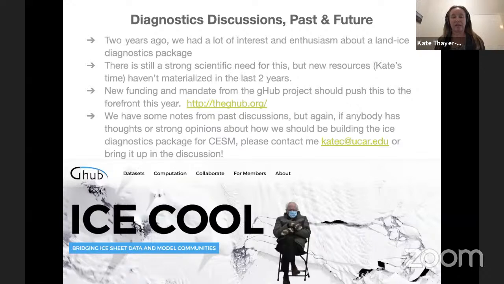Our plan is to try to develop something that is extremely useful for large coupled simulations for CESM and would work with the post-processing tools that we have in CESM right now, but it could also be useful for other modelers and would include observations and data sets from other parts of ice sheet science that would be useful in that case. So we have some notes from past discussions.